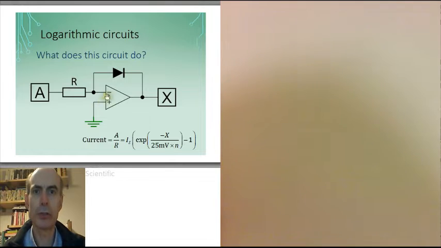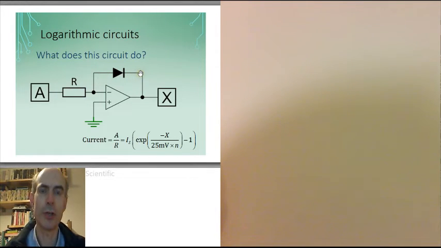The op-amp will try and maintain both of its inputs at the same voltage, in this case ground, and that means that the current flowing through the resistor here will be A minus 0, the voltage across the resistor, or just A, divided by R. That current then flows through this diode.